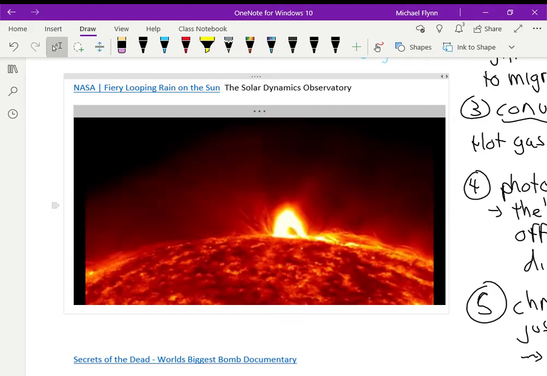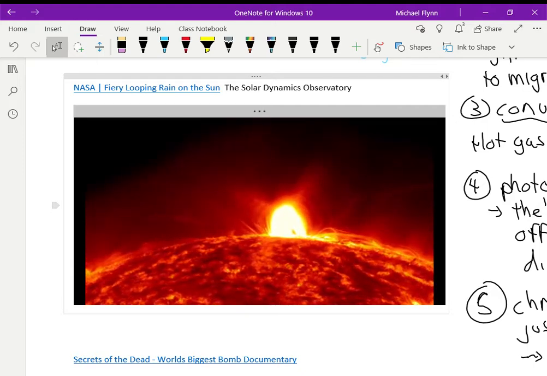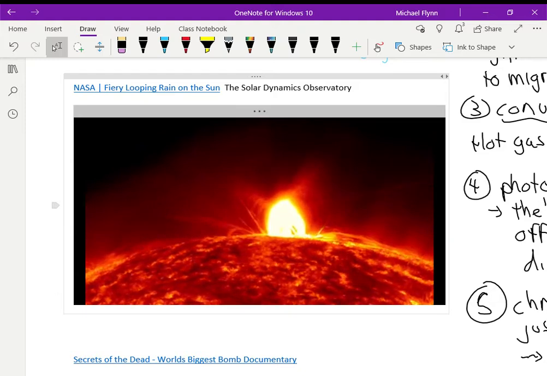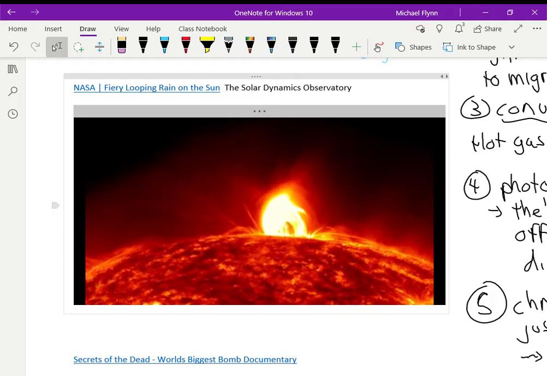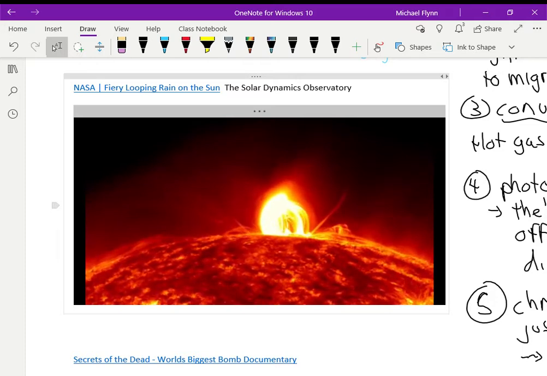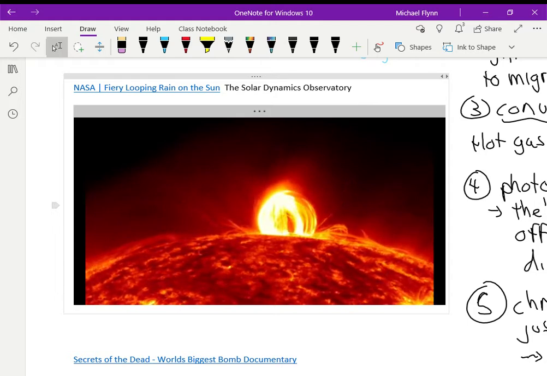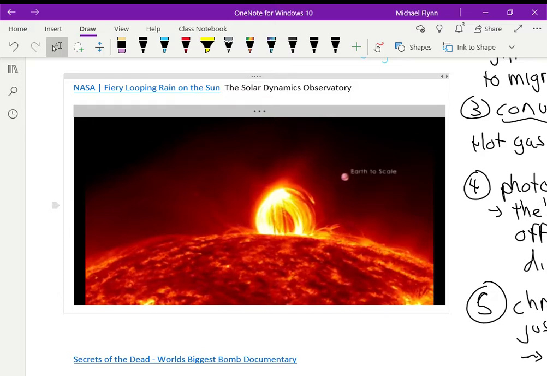Okay, so what you're seeing here is a solar prominence, okay? Now, I told the students in class, and I'll show you this tomorrow when you come to class as a demonstration, what creates that is the sun's magnetic field. So the sun has an extremely powerful magnetic field. Now, a magnet can deflect charged particles. So the sun is filled with ions, which are a type of charged particle, like ionized gas.